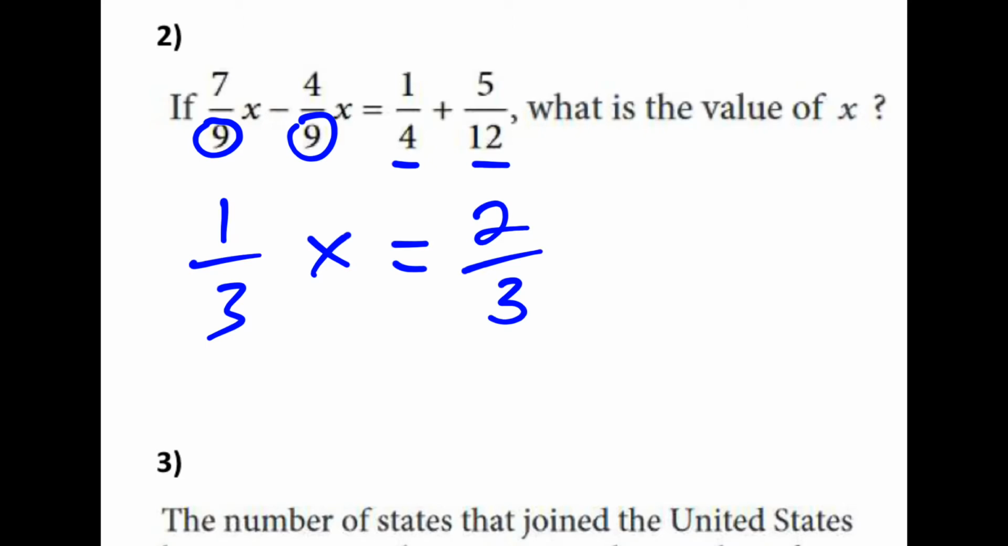So, if you thought about this like a traditional one-step equation, you could try to divide by 1/3, which is the same thing as multiplying by 3. But you could just think of it as 1/3 times what is equal to 2/3. And that's why x is equal to 2 here.